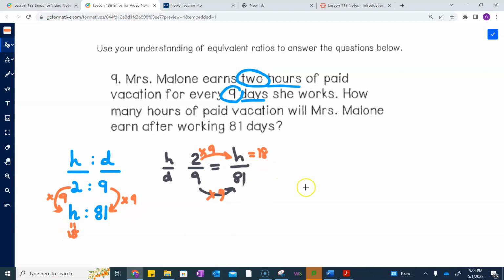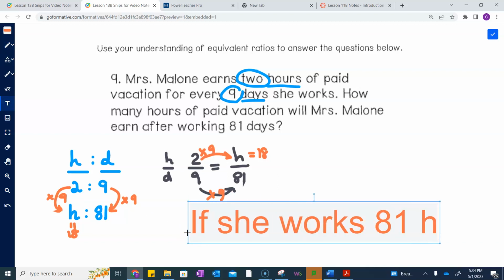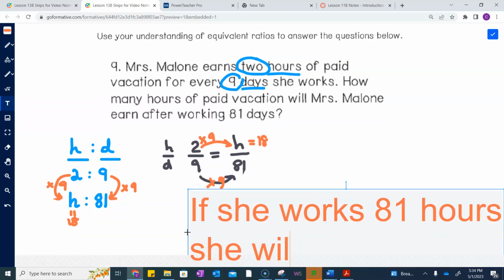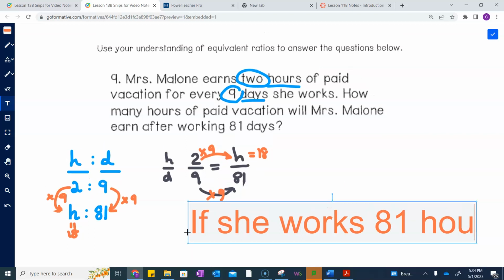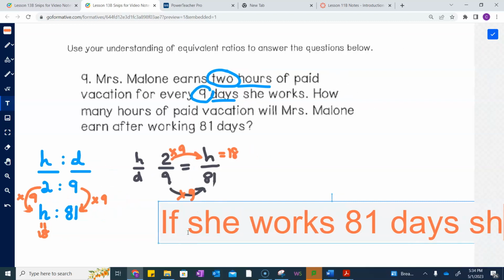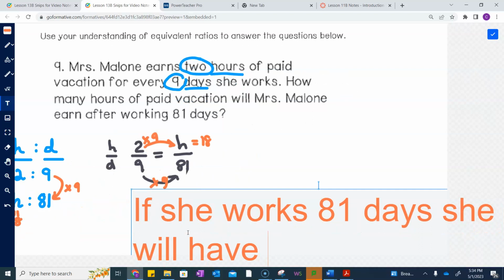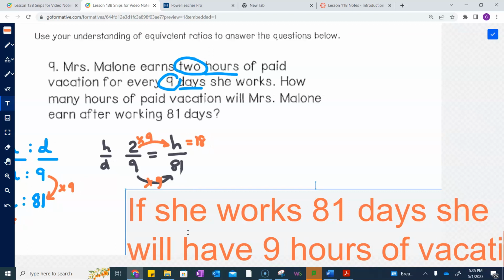So if she works 81 hours, she will have 81 days. I keep saying that wrong. Hopefully I didn't say it wrong earlier. 81 days. She will have 9 hours of vacation time.